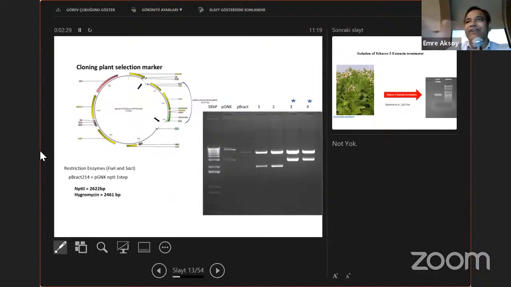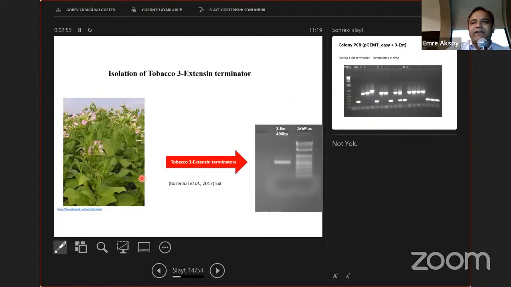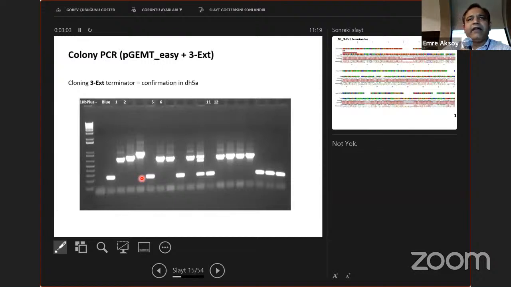Okay, so I'm sorry, I'll quickly go through these slides. We removed, like I said, the hygromycin and replaced it with NPTII, because there are some reports of regeneration problems with hygromycin and also some concerns. So we replaced it with NPTII first, and then we isolated this extensin terminator from tobacco. That's a smaller one, and we cloned it into this intermediate vector.